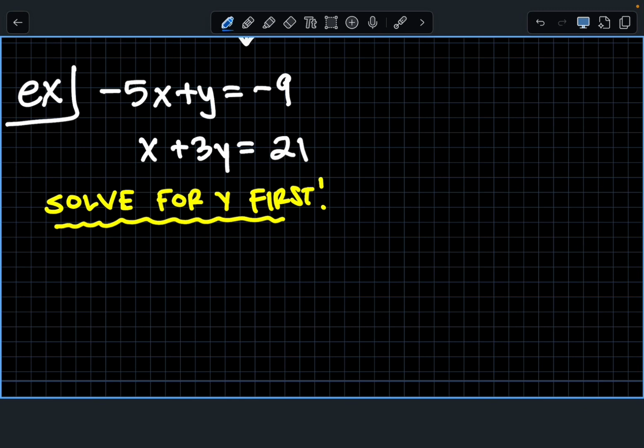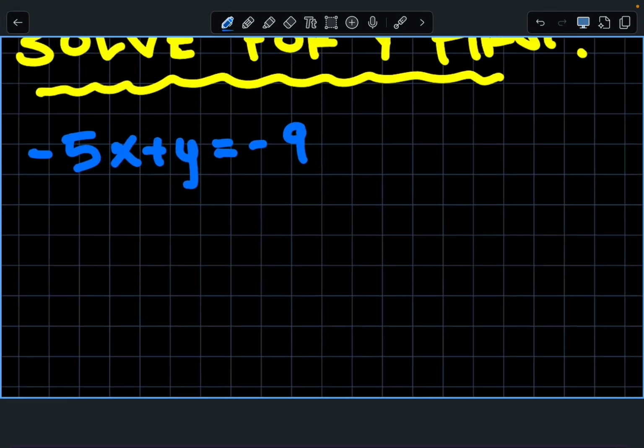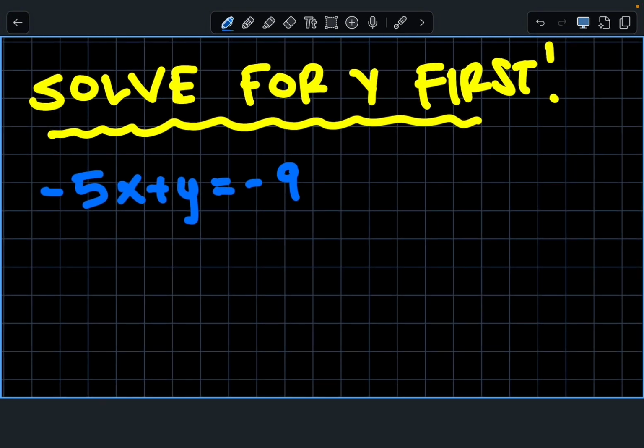So let's talk about what that looks like. Is blue a good color, or should I change to a different color? Is that fine? Okay. So we have negative 5x plus y equals negative 9. We are looking to get this y by itself. So we have to move what's making y not be by itself, which in this case will be what variable?